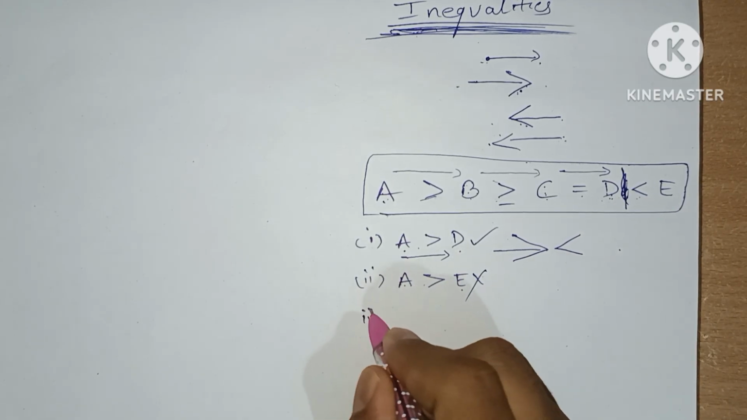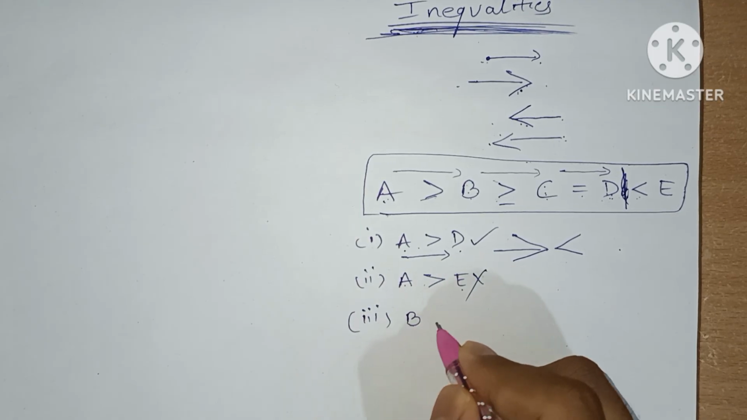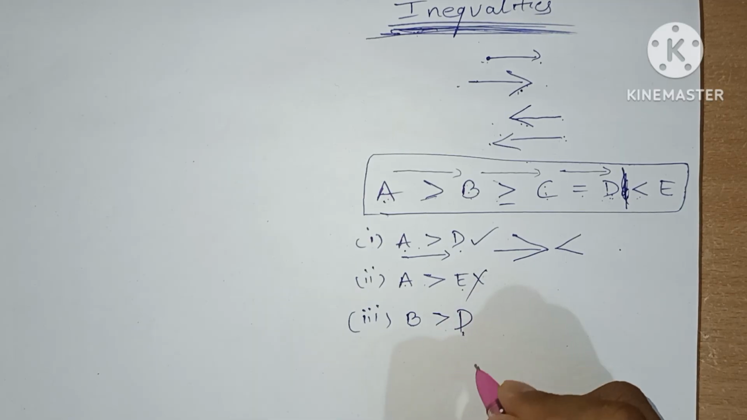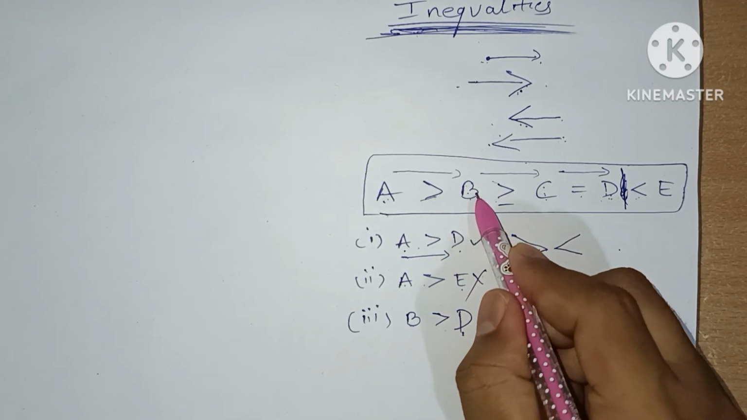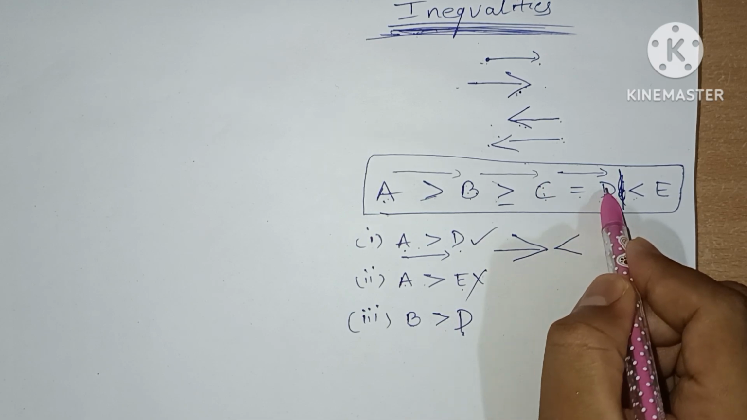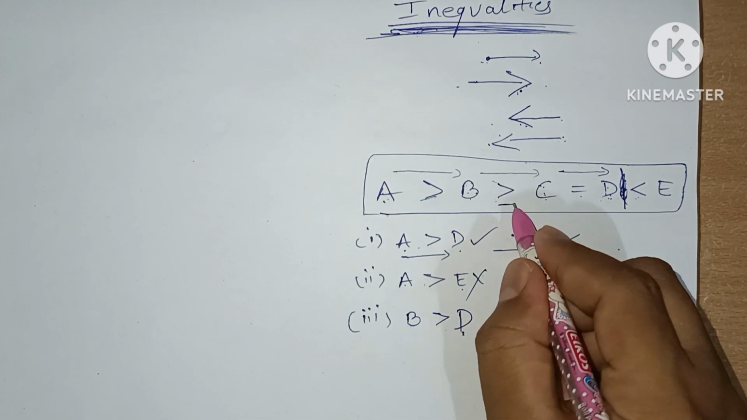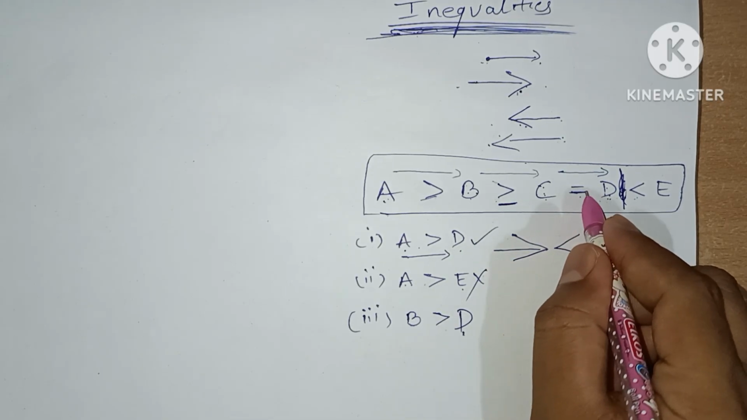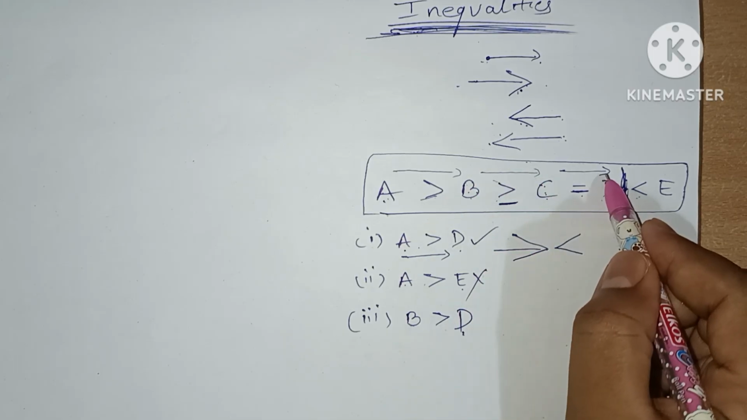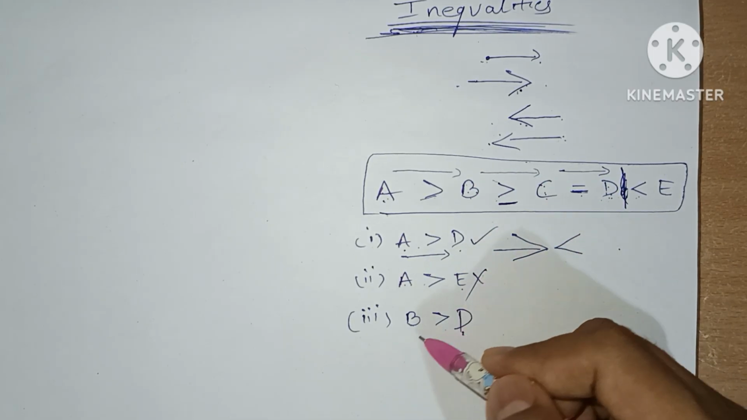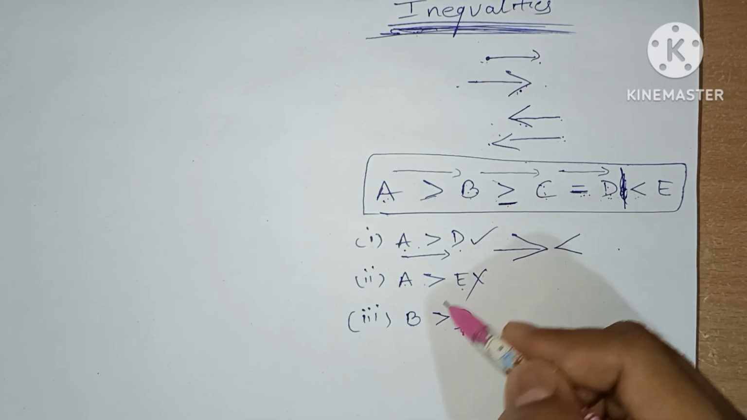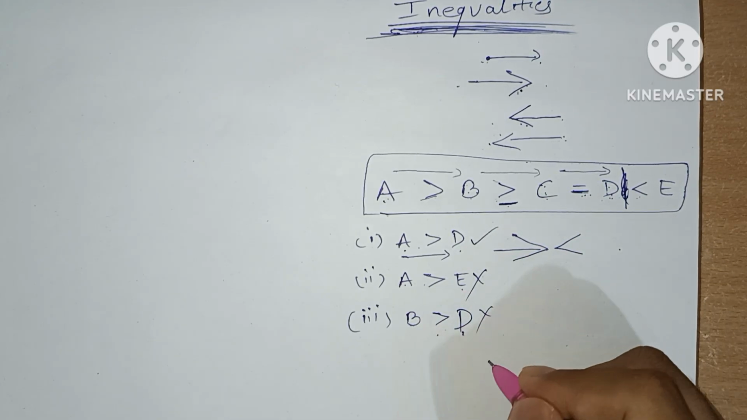Let's see one more case, which is the flow from B to D. Is it possible or not? Here the flow from B to C is possible, and from C to D is also possible. But we have equal to here and equal to here, and there is no equal to in our conclusion. There is flow, yes, but there is no equal to in the conclusion, so this case fails.